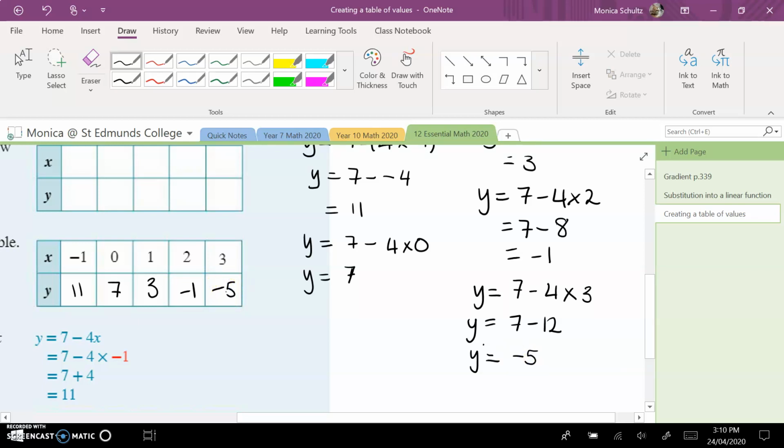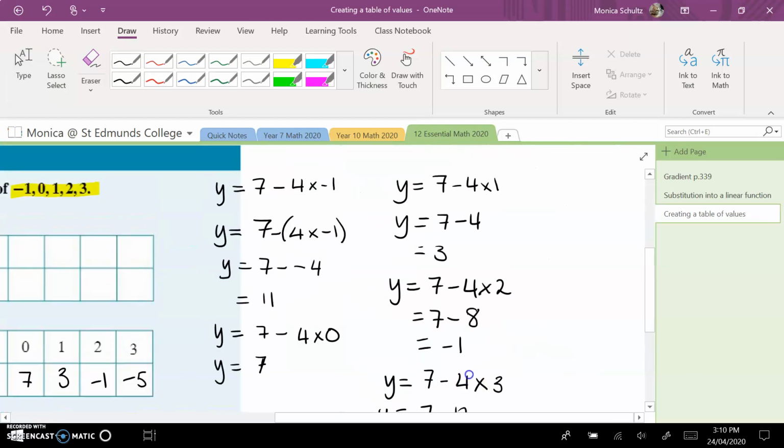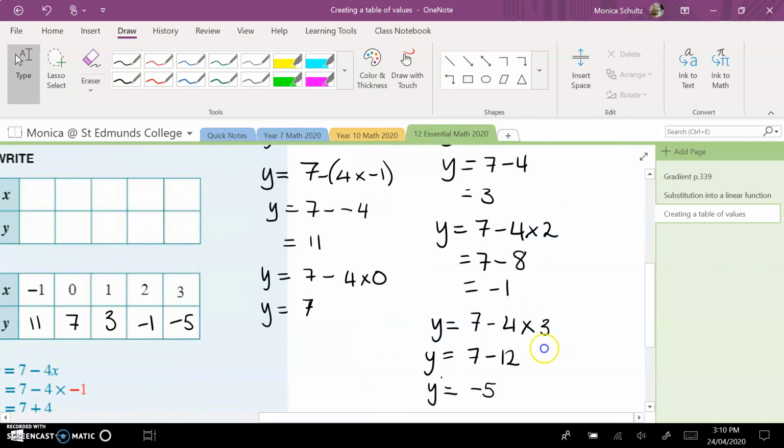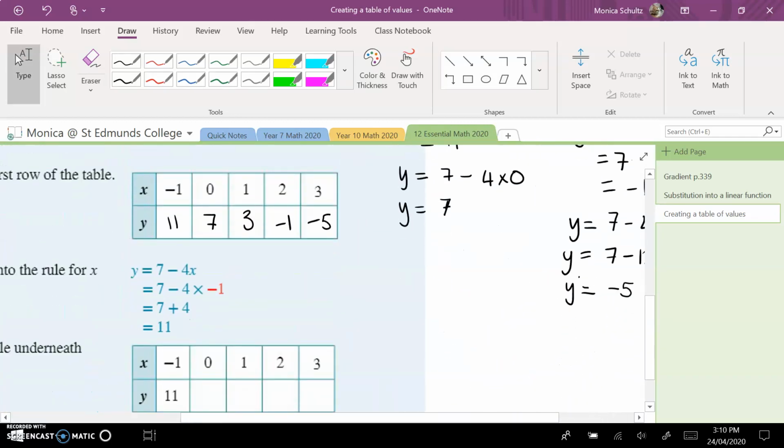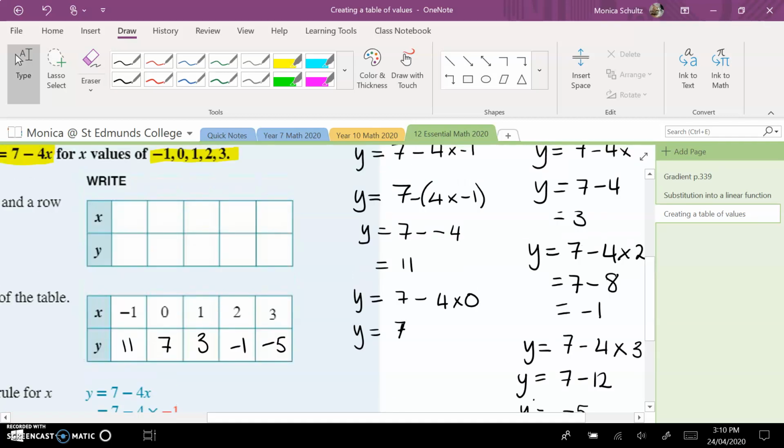So now there you have it. So that's the table of values completed. Doesn't take us very long. All we have to do is the substitution for each rule, and then just plug it back into our table. So that's done.